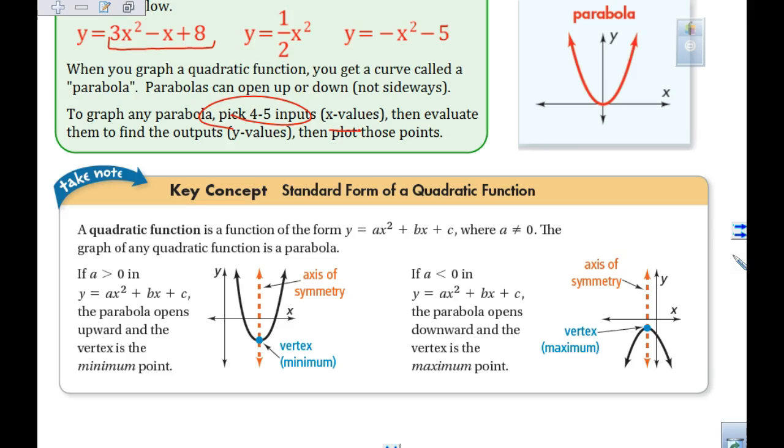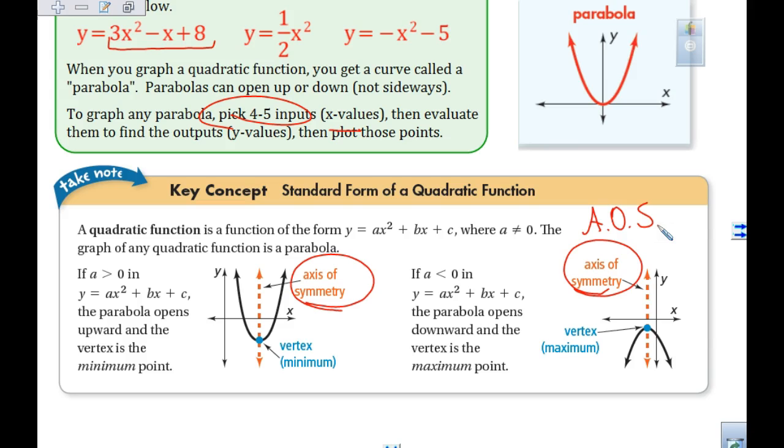Key concept at the bottom of this page: I'm always going to be asking you to tell me the axis of symmetry. A lot of times you're going to see me abbreviate it as the AOS. So what's the AOS as you're doing the problem? That's the axis of symmetry.